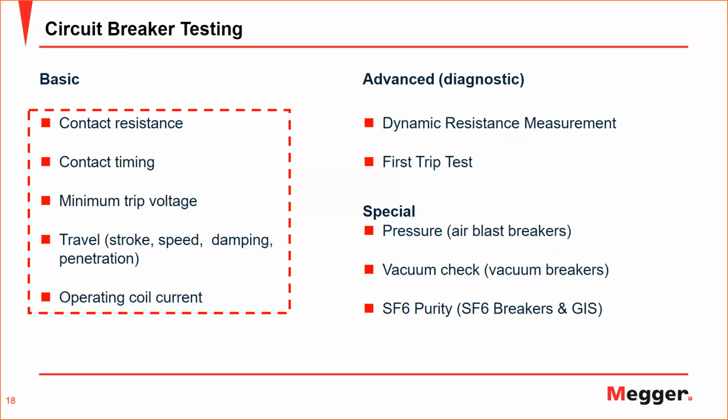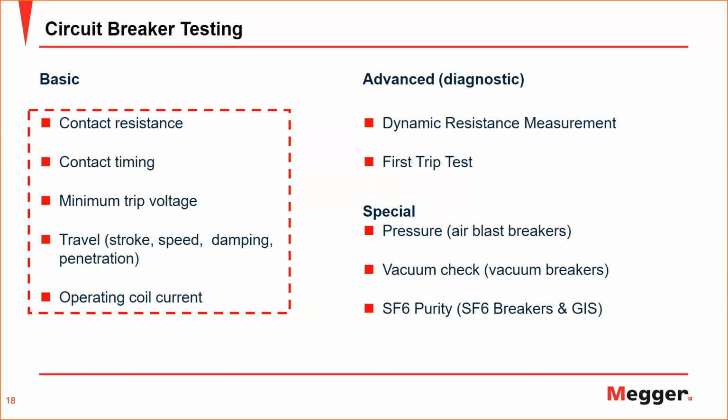So for the basic tests, for many of you, these are basics already known. We will talk about them, and in this training today, we will be performing these 5 basic tests. The first test we will do is contact resistance, and then we will do a contact timing test, or basically, some people just call it timing. There is a very basic test, but not usually done, which is the test for the control circuitry. That's called the minimum trip or minimum open voltage test.